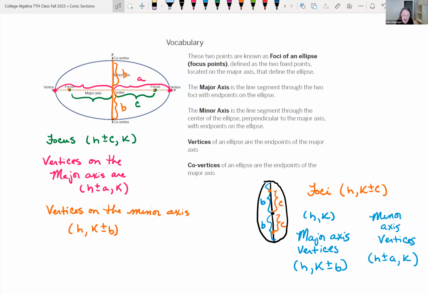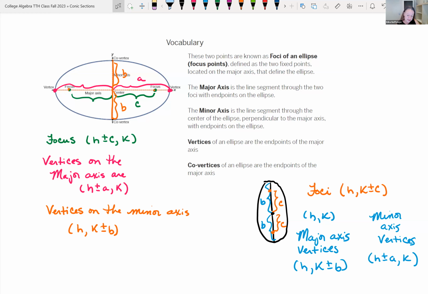I just noticed that I wasn't recording while I was explaining all of this, so I'm just going to quickly go through it so that it's on the video. But we have an example of an ellipse. There are important points that are going to help us graph this.